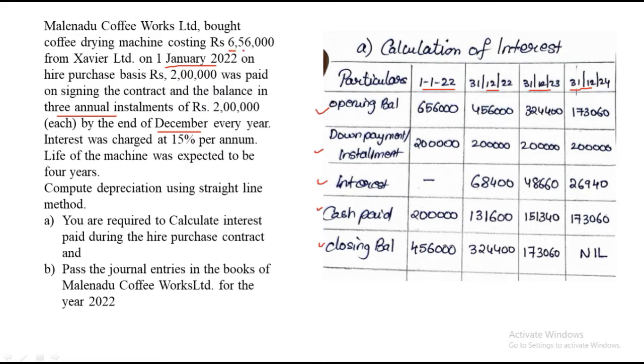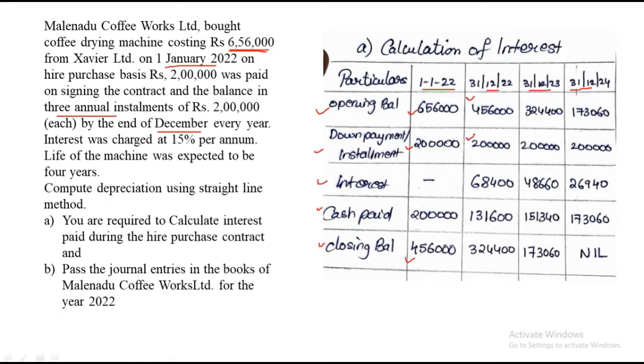The machine was bought for 6,56,000. So that's the very first thing. Now on 1st Jan, you also made the down payment of 2 lakhs. So we note down 2 lakhs. On the same date, interest is never charged. So cash paid was 2 lakhs. So 6,56,000 minus 2 lakhs will give you 4,56,000. The last year closing will be the next year opening.